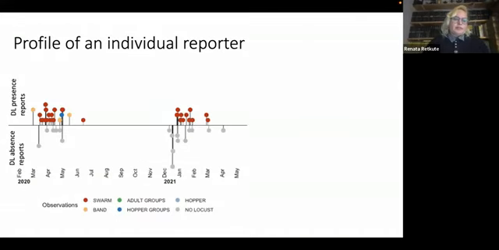Also, because this crowdsourcing platform, Plant Village, Locust 3M, required that you need to have a unique username, we could track profiles of individual reporters. So this shows just the reporting activity history of one particular individual. We see a number of reports, types of reports, dates of reports from February 2020 to May 2021.